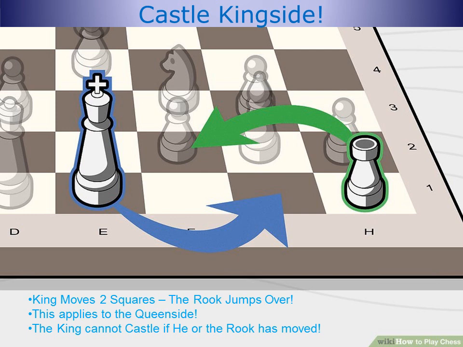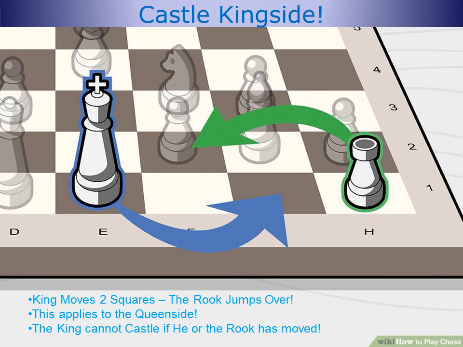Here we go again. Can't castle through check. Can't castle into check. Can't castle if the king is moved. Can't castle if the rook has moved. The king moves 2. The rook jumps over the king.